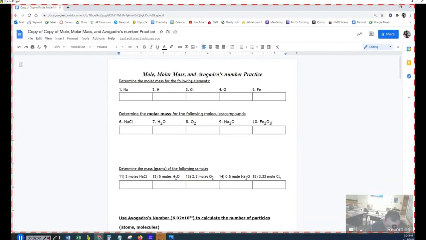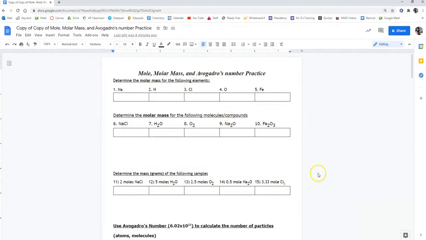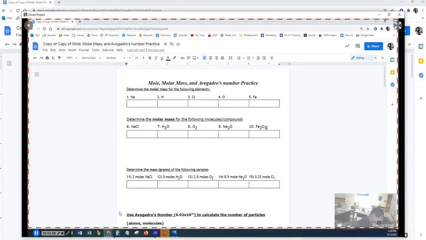Sodium chloride is NaCl. And I don't like that it's doing a double image of my camera. That's a little annoying. Let me see if I can fix that. I don't know if I can fix that.